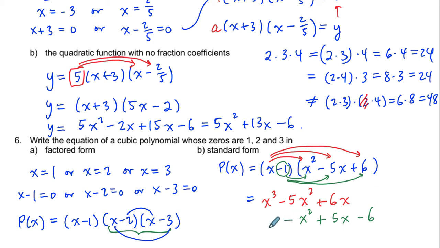So altogether, we see that we have one term for the cubic and the constant, but 2 terms each for the quadratic and the linear. So we get a total of x cubed minus 6x squared plus 11x minus 6, and that would be our standard form of the polynomial.